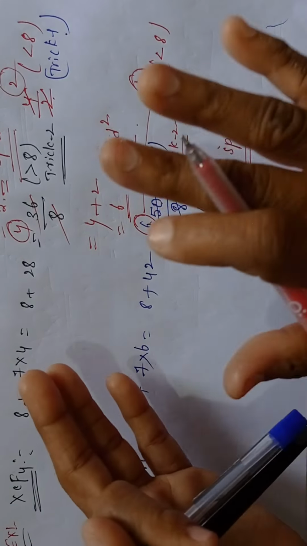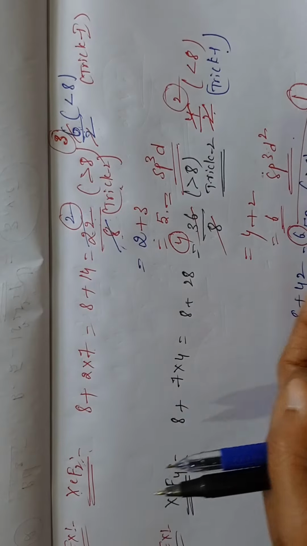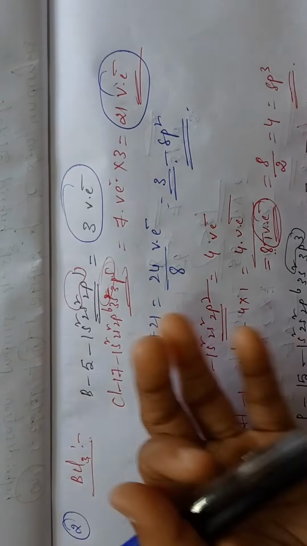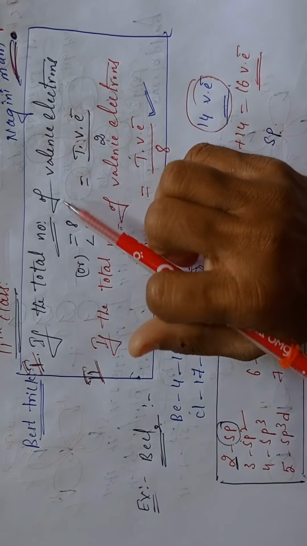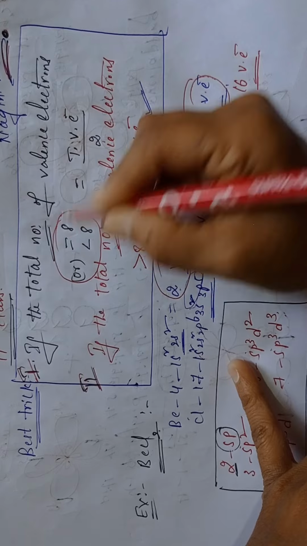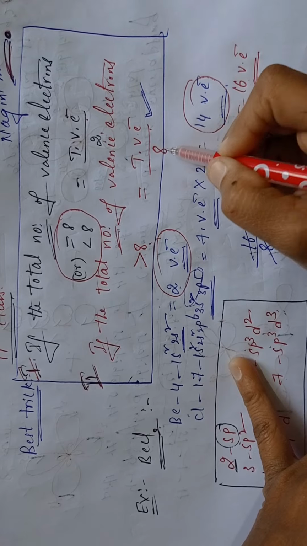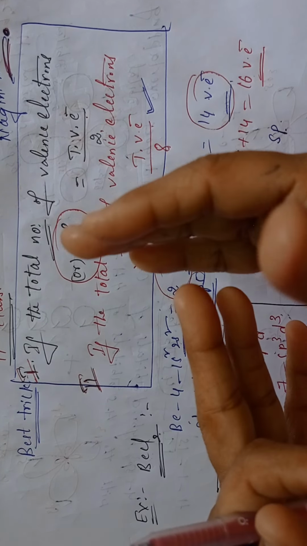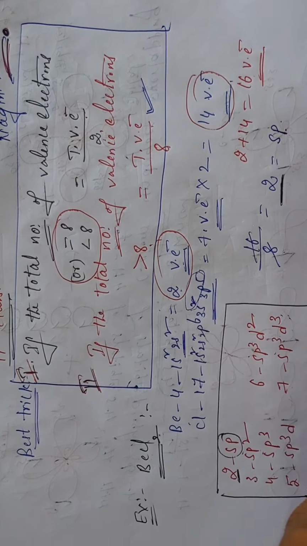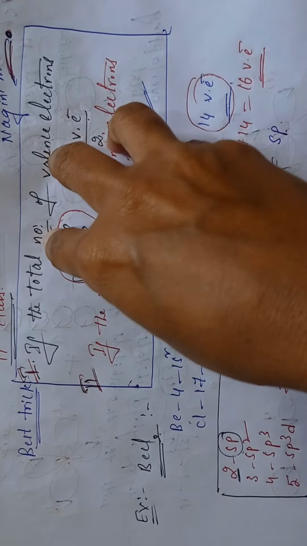If correctly cancelled, no problem. If not cancelled, this is the way. Are you clear how to find the hybridization, students? So these are the two tricks you have to remember. If the total number of valence electrons is equal to 8 or less than 8, you should divide the total number of valence electrons by 2. If it is greater than 8, you should divide with 8. This is the trick to find the hybridization. I also discussed the exceptional cases, whether directly cancelled or not. So any type of molecule you can easily calculate the hybridization by using this trick.